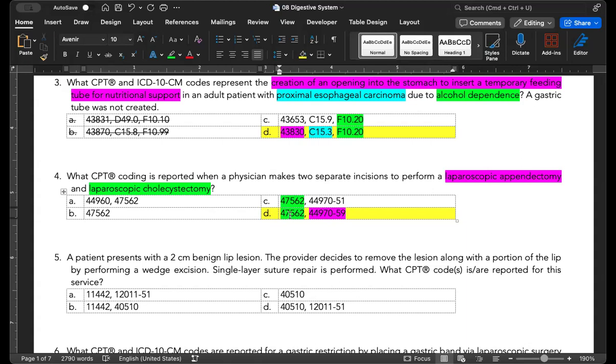Now, you will have to remember your sequencing from an ICD-10 perspective with your guidelines, but your CPT codes will typically be already in your RVU order.